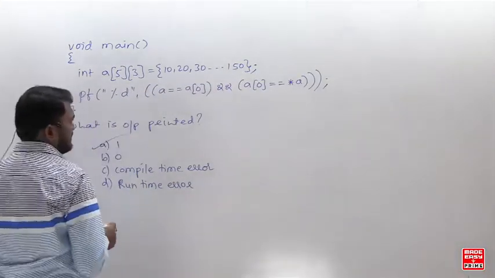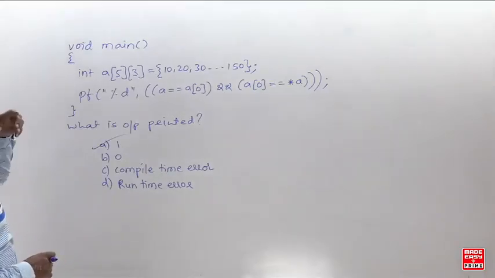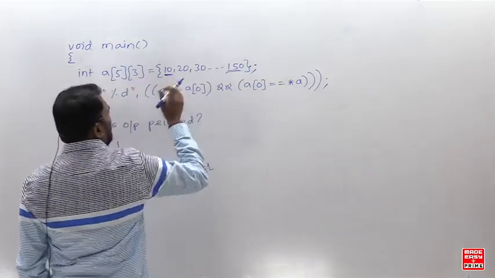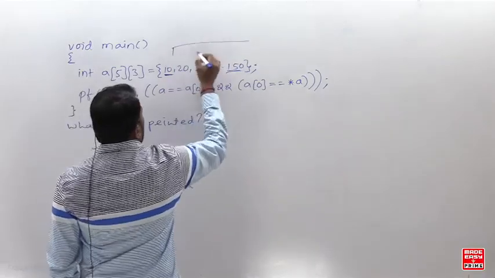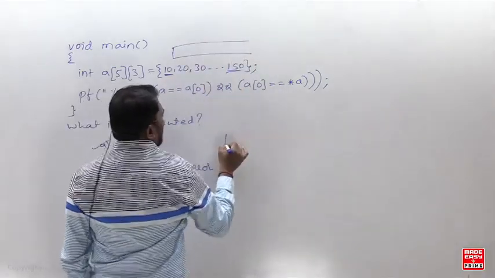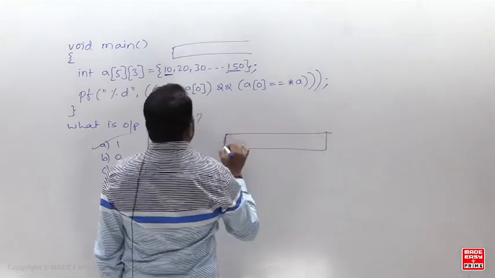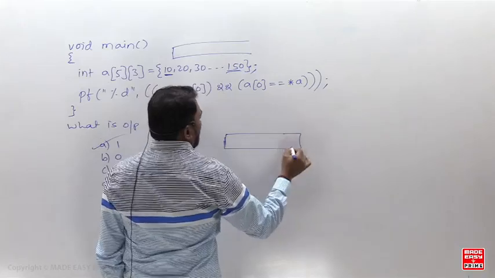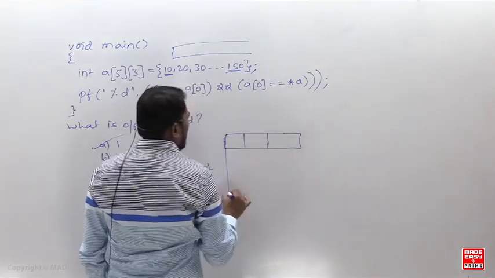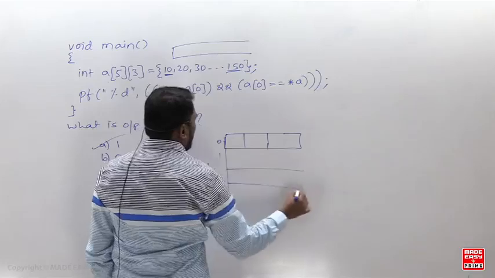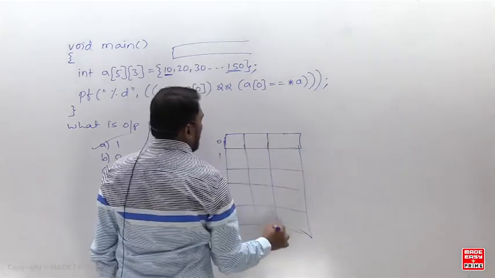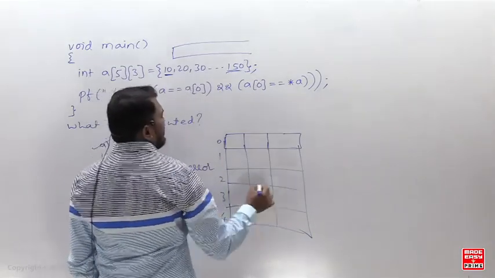The right answer is A. For the 2D array, if you observe A of 5, 3, so a total of 15 elements are there. Please understand here. How many 1D arrays do you have? 5 1D arrays, each of size what? 3. Like this, 0, 1, 2. So 5 1D arrays, each of size 3, so 15 elements in total.